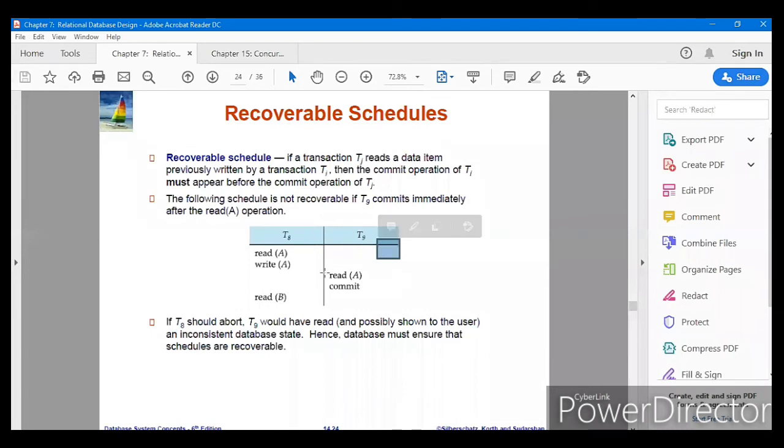So there should be a commit operation after this write A in this figure, and then T9 should read the item A. Whereas there is no problem in read B, because read B was not written by both the transactions. So if T8 should abort, T9 would have read and possibly shown to the user an inconsistent database state. Hence, the database must assure that schedules are recoverable.